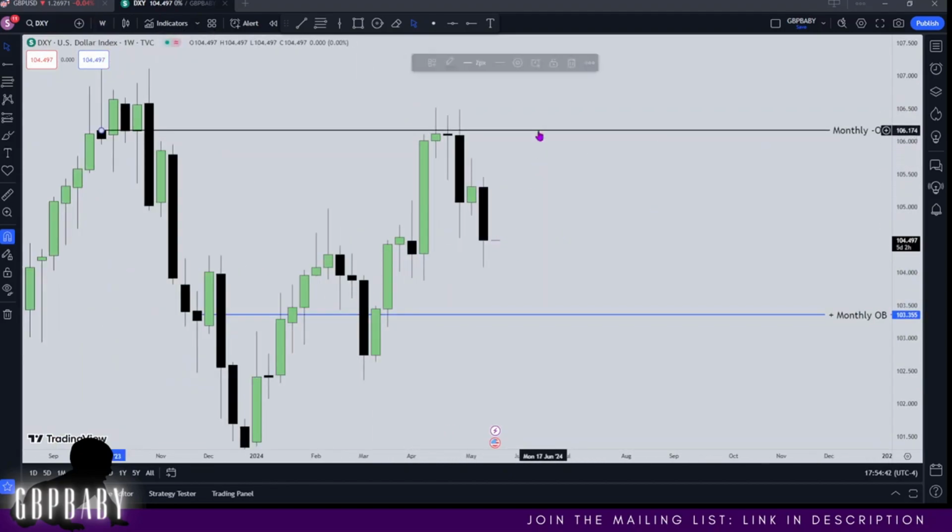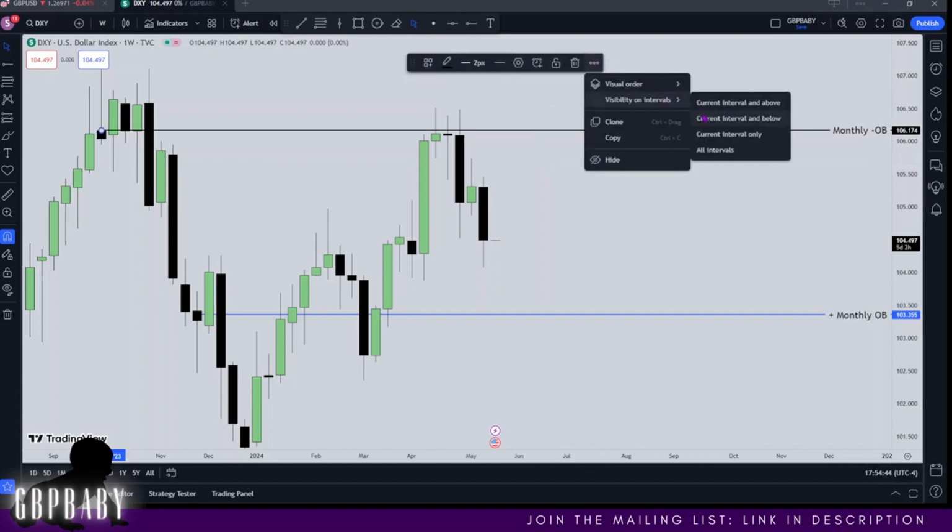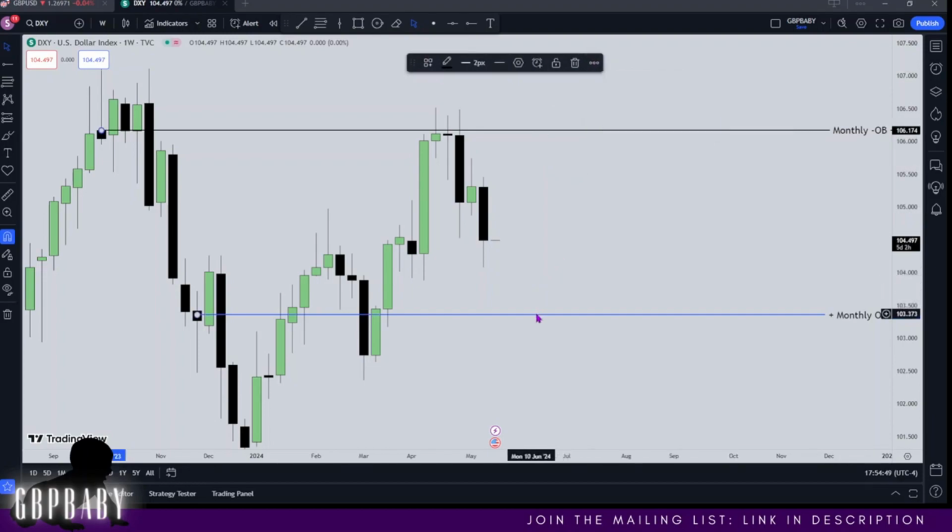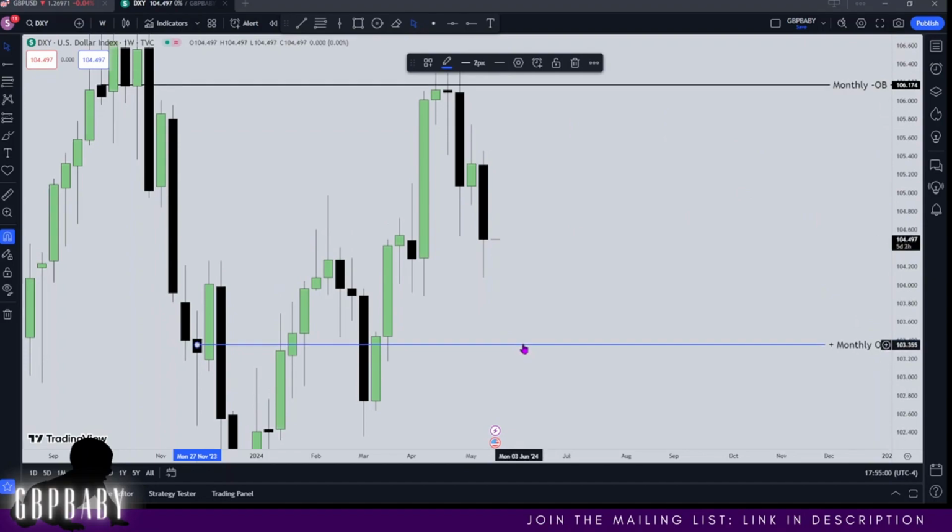So let's now go to the weekly, and we're going to do exactly the same thing, marking all premium PD arrays and then all discount PD arrays as well. So if you watched last week's video, my weekly review, you know that I wanted to see a down close week. That's what we got. We traded up slightly into the range of the previous week's wick, and now moving into this week I want to see the same thing.